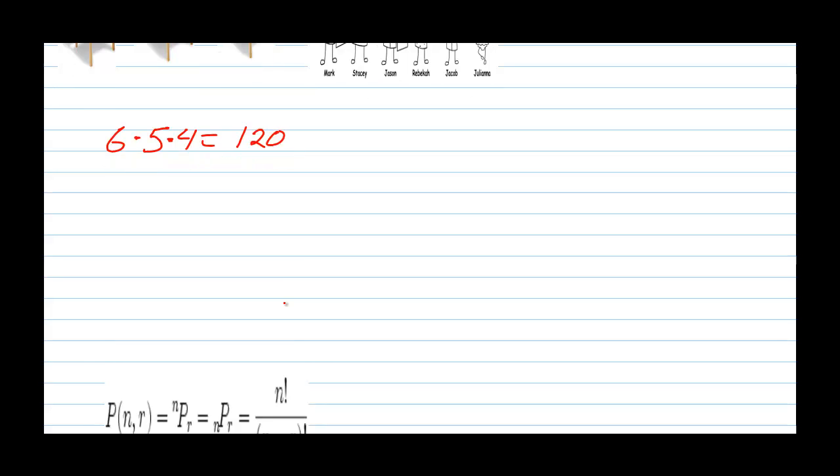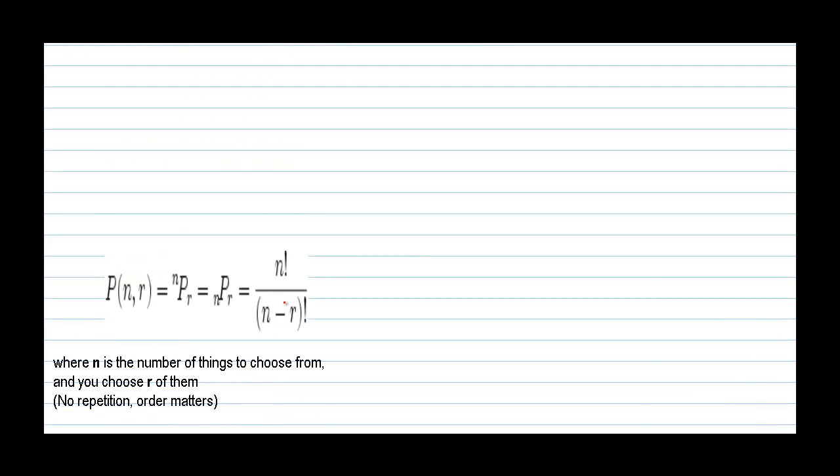Now, if we want to put this into a formula, we use this formula here, where the n is the number of things to choose from, and you choose r of them. And again, just for a little bit of reminder, n factorial is, for instance, 5 factorial equals 5 times 4 times 3 times 2 times 1. So whatever factorial you have, you just multiply it by every number down to 1.